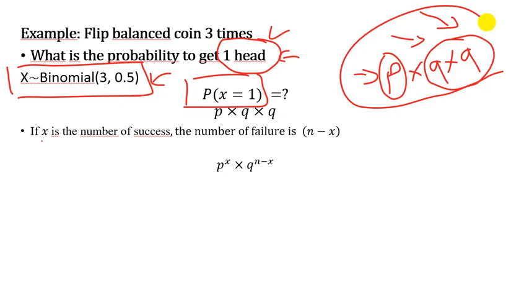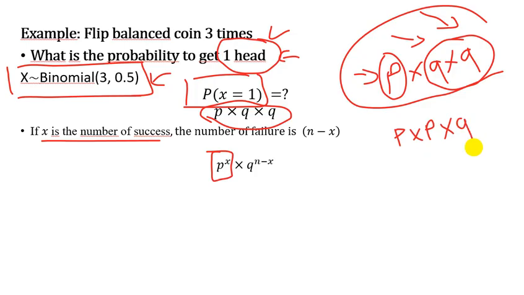Now, if x is the number of successes, I mean here I said I want one head, so I can write this like this. It's p power x. Why? Because if I want the probability of x equals 2, which means I will get 2 heads, the probability is p times p, so it becomes p squared here. So let's write it like this: p power x times q. The number of failures will automatically be the number of trials minus the number of successes, so it is n minus x.